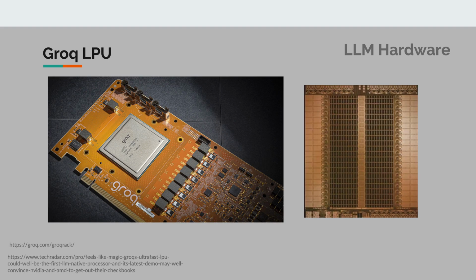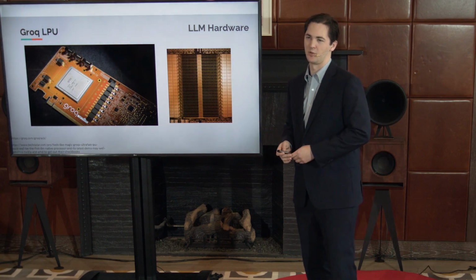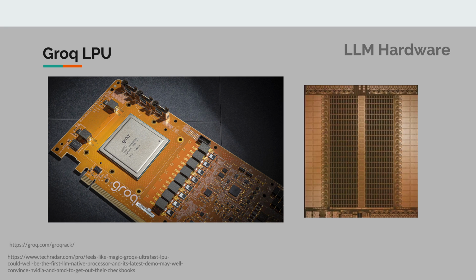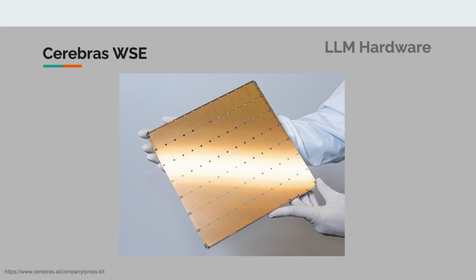This is Groq's language processing unit, and this looks different than most other architectures because it's dedicated to large language models, specifically being very fast at that, and that's what it looks like on the chip. This is Google's tensor processing unit, and then this right here, the size of a dinner plate, is the wafer scale engine. It's 8.5 by 8.5 inches, and it's 900,000 cores.